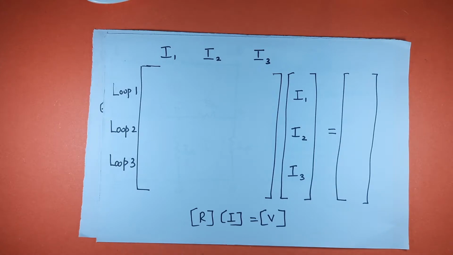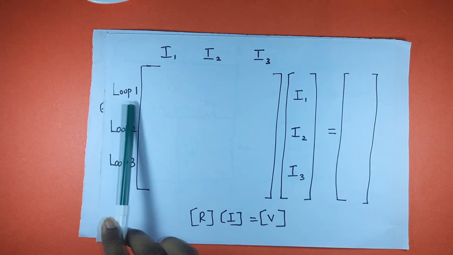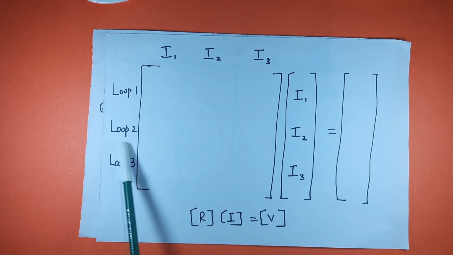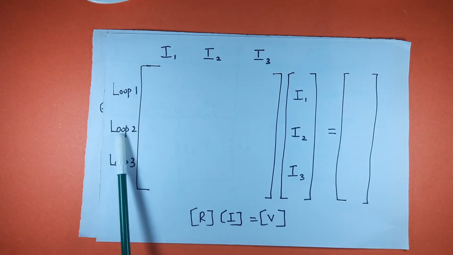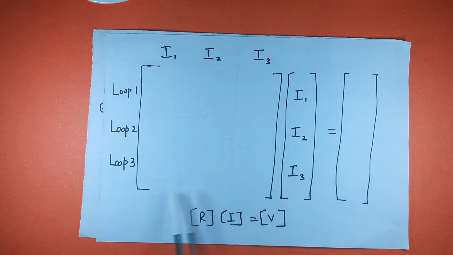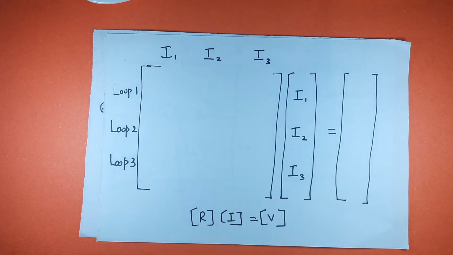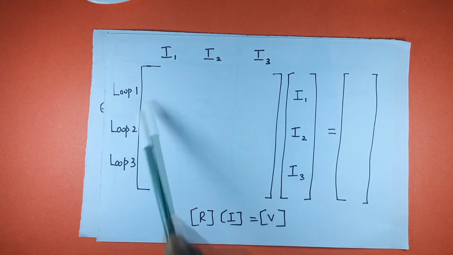So we have 3 loops. So you put a big R matrix. You write loop 1 on the left hand side, loop 1, loop 2, loop 3. See, in loop 1, the corresponding current is I1. In loop 2, the corresponding current is I2. Loop 3, the corresponding current is I3. Next, you write this I1, I2, I3 above the R matrix. Don't write inside, you have to write well above this matrix.